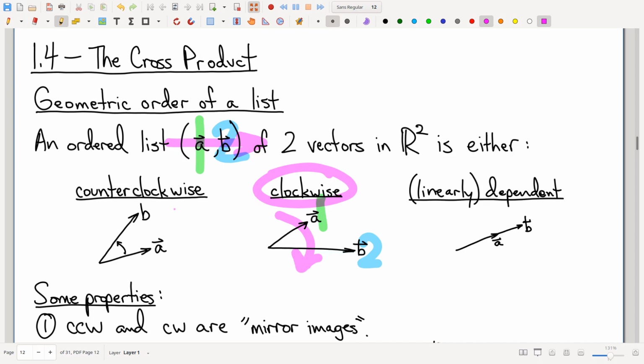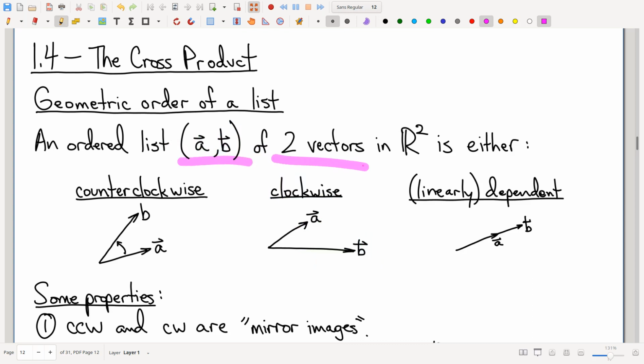Same idea, just different vectors, and so this list has a different geometric interpretation. Everybody happy? Clockwise, counterclockwise. Okay. All right, so it's going to be tempting to say, okay, cool, well then if I have any list of 2 vectors, it's going to be either clockwise or counterclockwise, and that's usually true, but not quite.